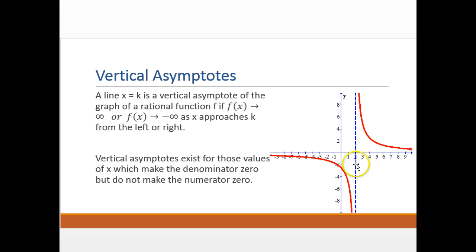A vertical asymptote exists for all values of x that are not part of the domain, all values of x which cause the denominator to be equal to 0, but it also has to not make the numerator equal to 0.